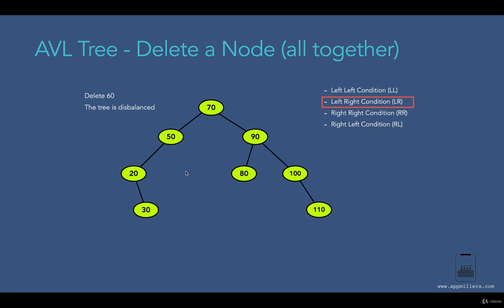So here we are doing left rotation for the left child of this disbalanced node, which is 20. This means that we are going to do left rotation for 20 over here. Now if I do the left rotation for 20, 20 will become the left child of its right child.